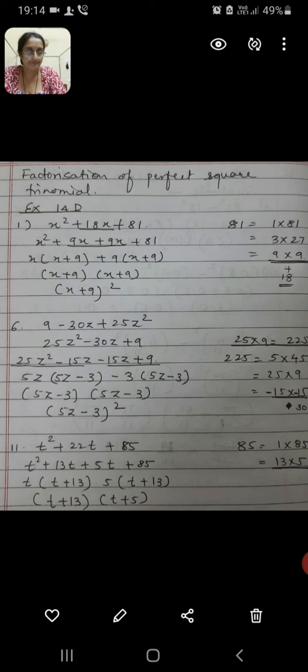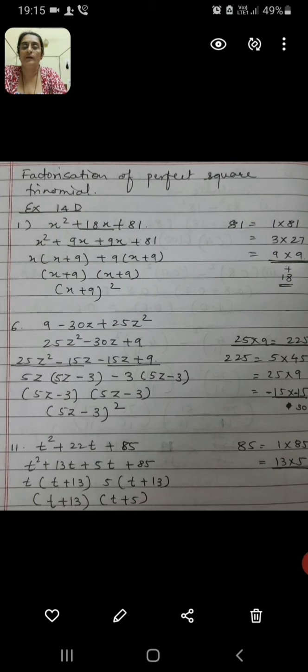Let us go to the sixth question of this. 9 minus 30z plus 25z square. Now we have to write it in ascending order of the degrees. So 25z square will come first, minus 30z, and the constant will be at the end, that is plus 9. So as I told you, the constant and the first term's numerical coefficient we have to multiply. So what is that? Constant is 9 and 25, that gives us 225.